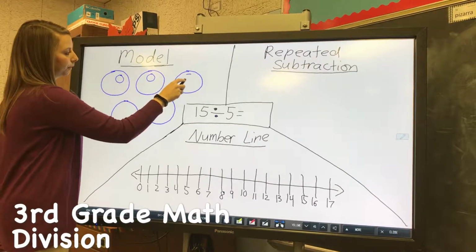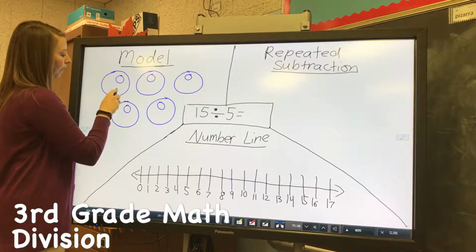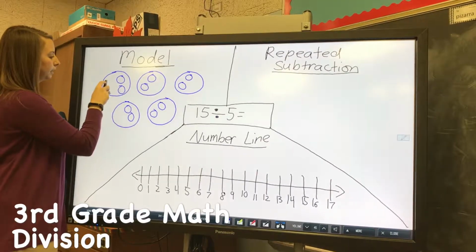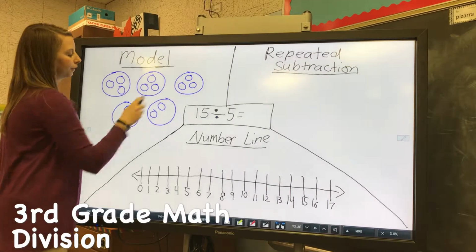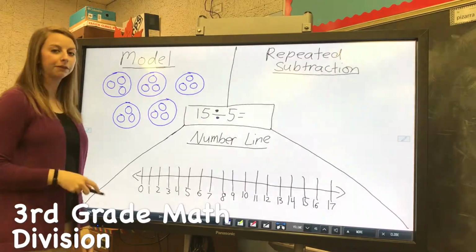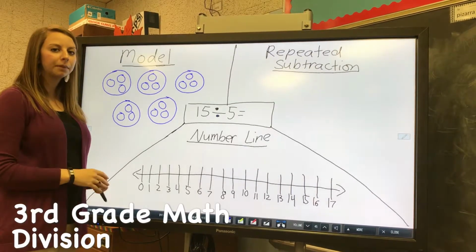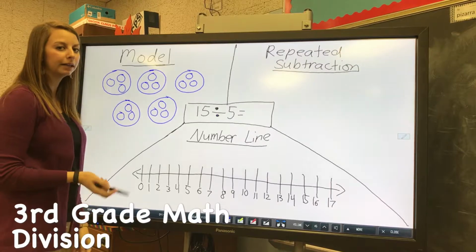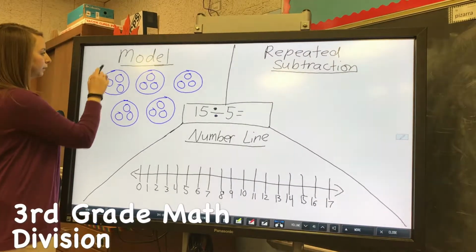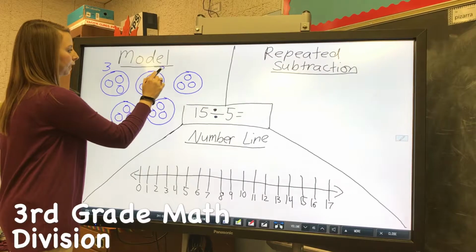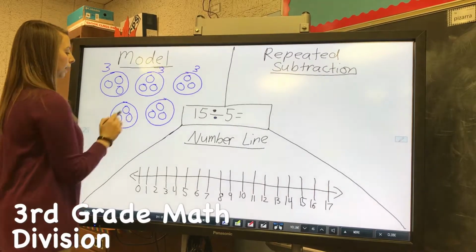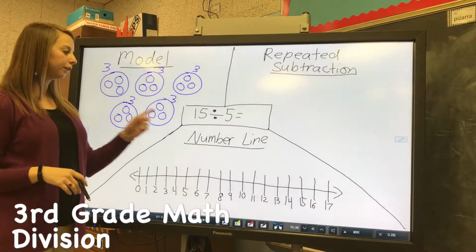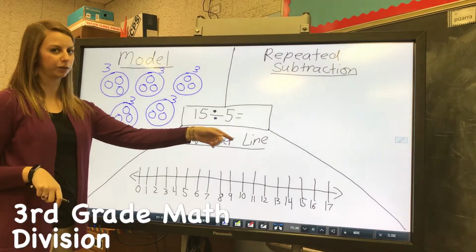1, 2, 3, 4, 5, 6, 7, 8, 9, 10, 11, 12, 13, 14, and 15. And then what I need to make sure and double check is that each of my groups have the same number in them. So I'm going to go back and count in each group. And there's 3 there. And that group has 3. That group has 3. That one has 3. And that one has 3. So they all have 3, which tells me that 15 divided by 5 equals 3.